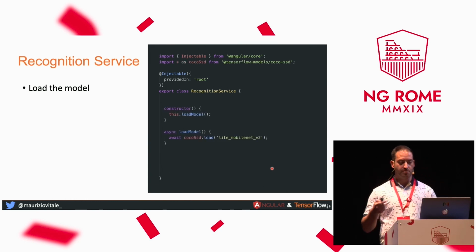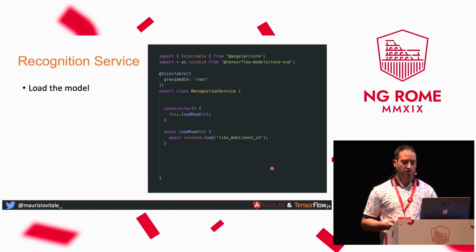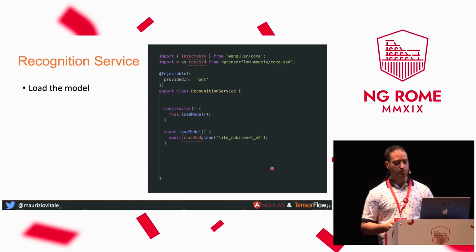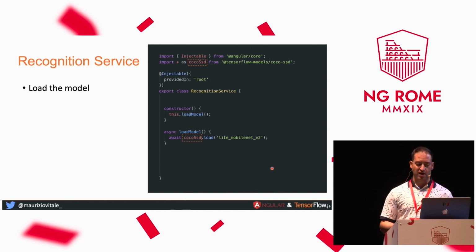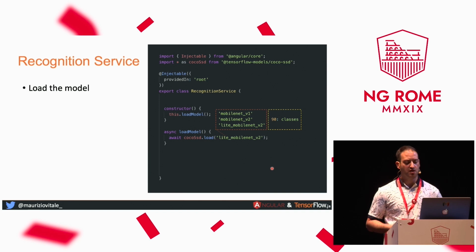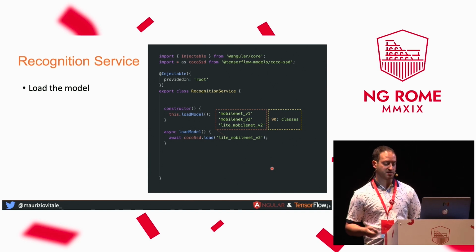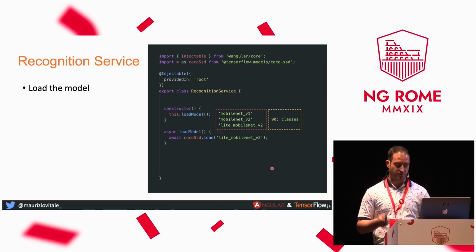First of all, we import the dependency, which is the TensorFlow Coco SSD. As you can see, it exposes a load method that is able to accept different types of models, but all of them are able to recognize 90 different classes. The difference between them is the size and the accuracy of the score that you can get.